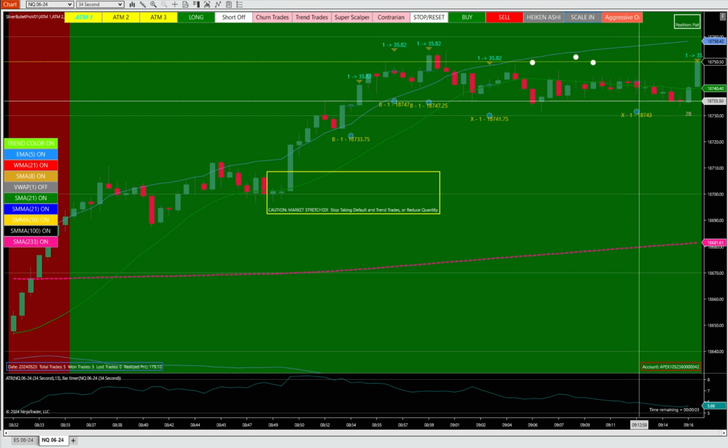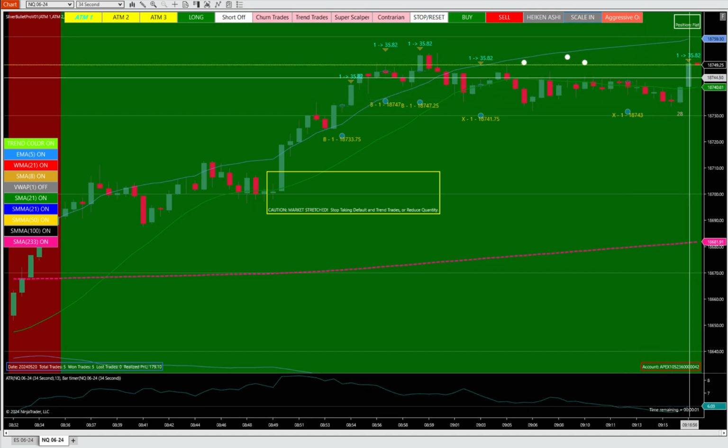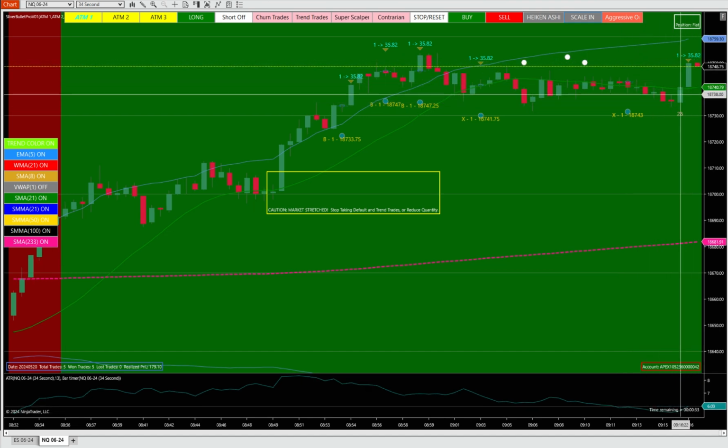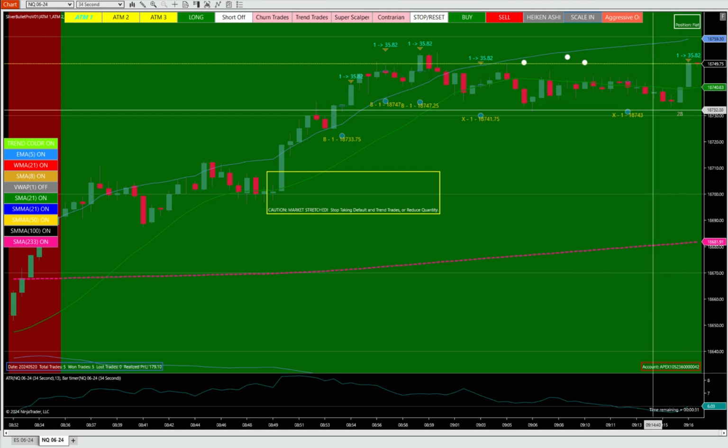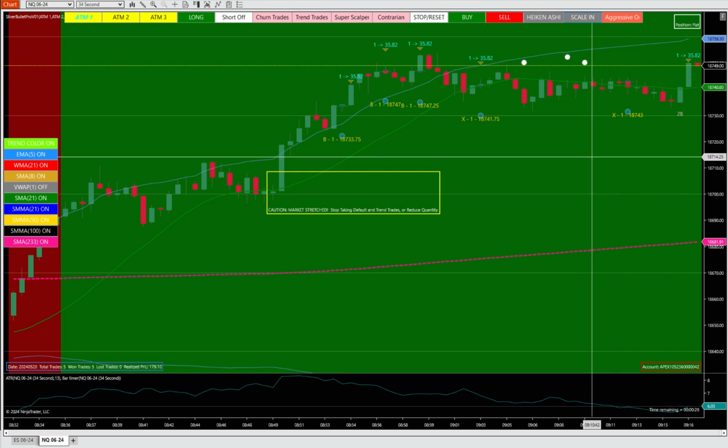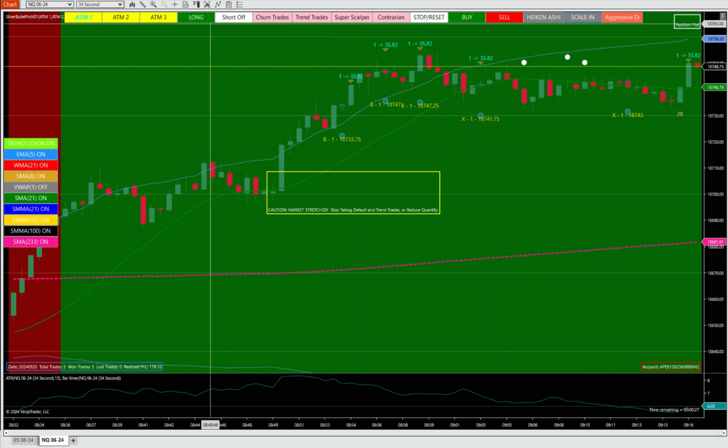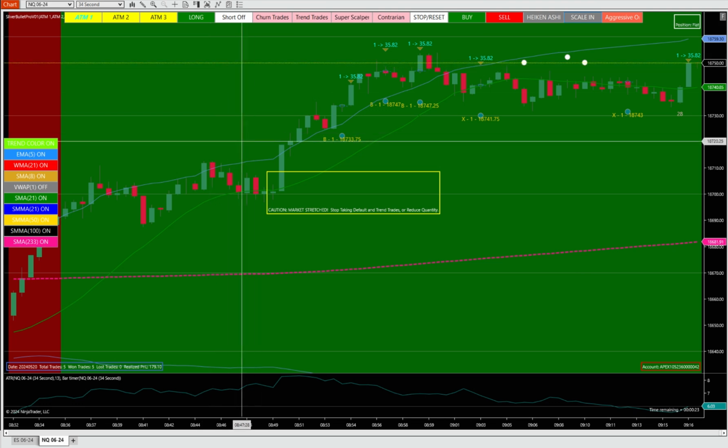So market has now come back. It's bullish again now with the formation of big candles. So I will keep trading. Maybe I'll take a couple of more trades before I evaluate the market.